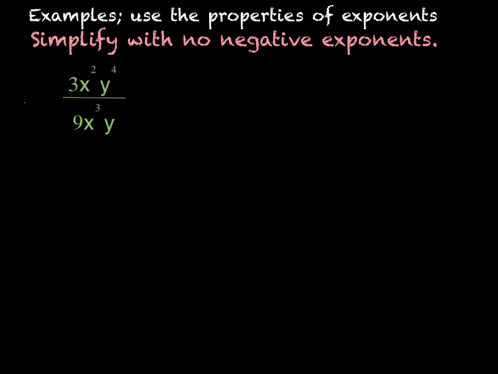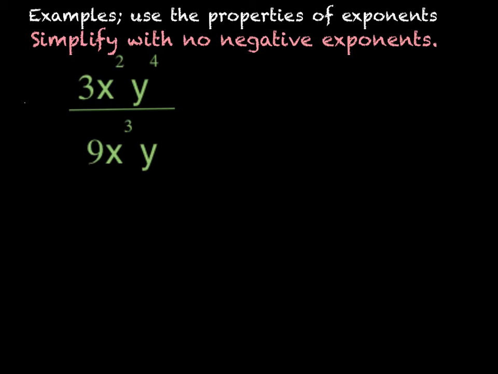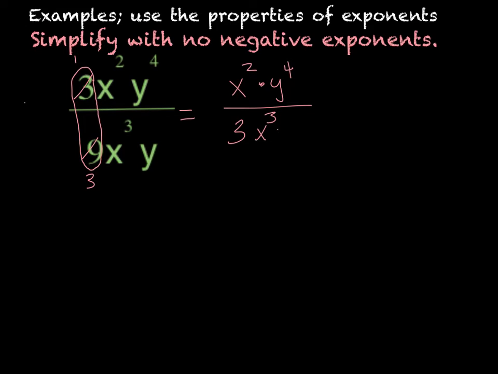Okay, so for this next one we have 3x squared times y to the 4th divided by 9x cubed times y. So the first thing I'm going to look at is my numbers. I can simplify my numbers. So 3 over 9 simplifies to 1 over 3. So I'm going to start with that. So that's going to give me x squared times y to the 4th over 3x cubed times y.